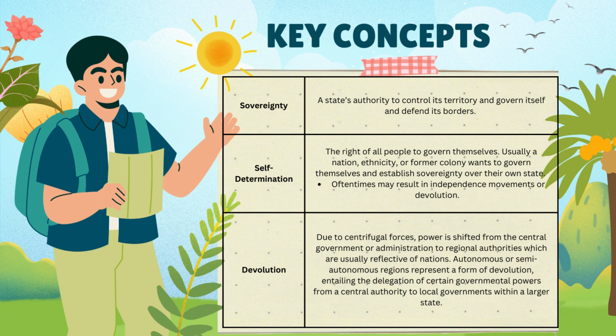Then you have devolution, which is due to centrifugal forces. Power is shifted from the central government or administration to regional authorities, which are usually reflective of the nation. And you have autonomous and semi autonomous regions, which we'll talk more about later. They represent a form of devolution, entailing the delegation of certain governmental powers from central authority to local governments within a larger state.